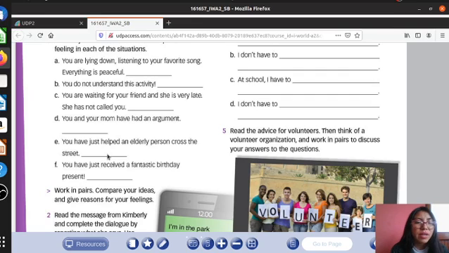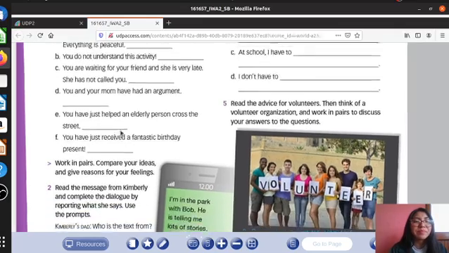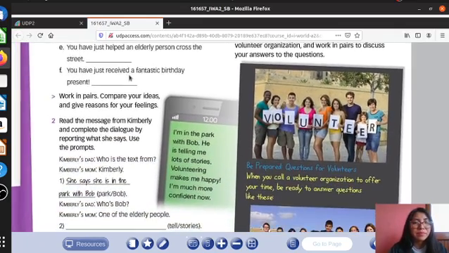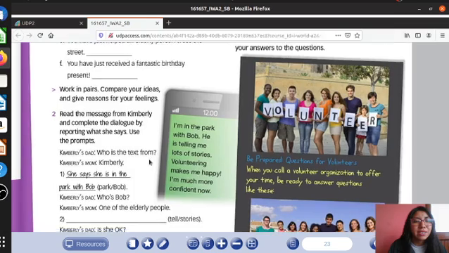The letter F. You have just received a fantastic birthday present. Okay? How do you feel when you receive something? ¿Cómo se siente cuando recibe algo? A present, un regalo. That's right. You feel happy. That is the most common feeling. We are going to continue with the next exercise, okay?